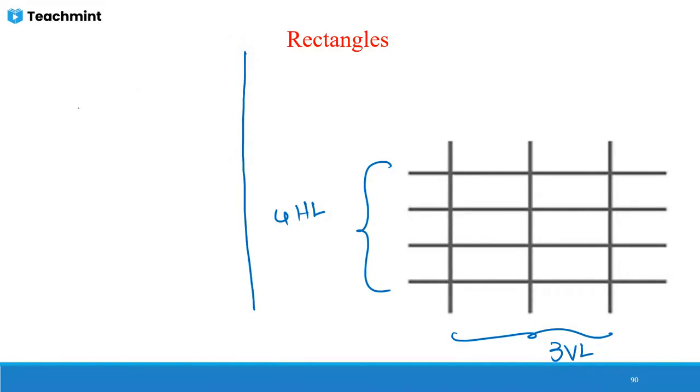Your job is very simple. Select two among these four horizontal lines, and multiply by selecting two vertical lines among three. 4C2 is 6, 3C2 is 3. 18 rectangles are there in this diagram. 18 rectangles are available in the diagram.